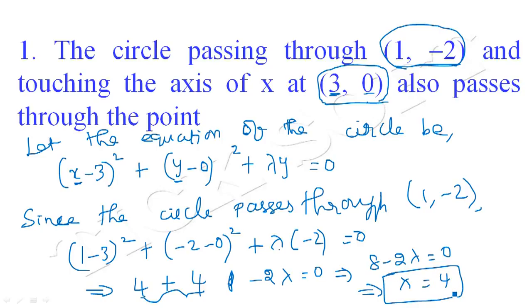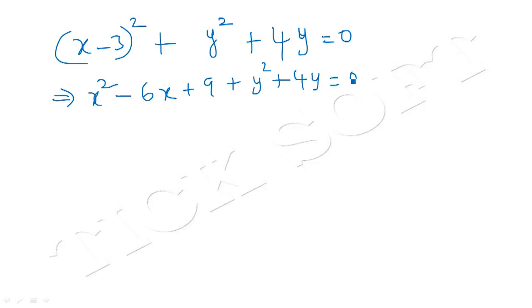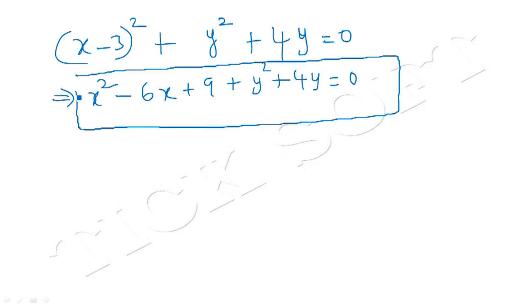So now we get the value of lambda and we are going to substitute it in the equation of the circle, that is, lambda equal to 4. Then we get (x - 3)^2 + (y - 0)^2, which is y square, plus lambda into y, which is 4y, equal to 0. This implies x^2 - 6x + 9 + y^2 + 4y = 0. Now here we get the equation of the circle.